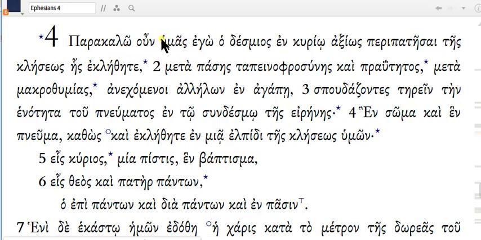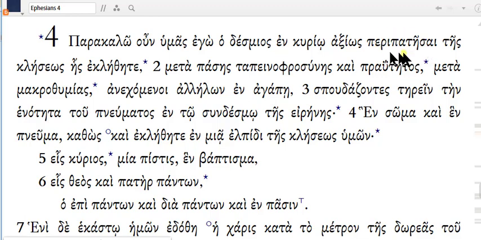I urge whom? You. And ego is what case? Nominative. So, I encourage you. I, the desmios, the prisoner, en kurio. What case is kurio? Dative. That's right. Dative singular because of the preposition en. Right? Preposition en takes its object in the dative case. So I, a prisoner in the Lord, or the prisoner in the Lord, encourage you.